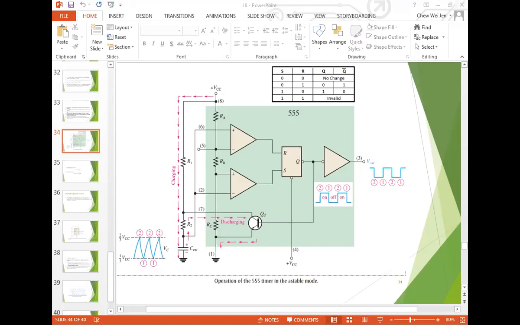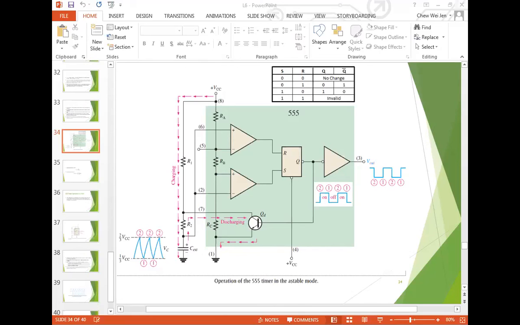And when you discharge, what happens? The voltage across the external capacitor starts to drop. At first the upper comparator went high, but as the voltage drops it becomes low. The lower one will still maintain low. So low and low, still no change, which means your output is still low. The transistor is still on, so you continue discharging until it hits 1/3 VCC. So this is low, right?